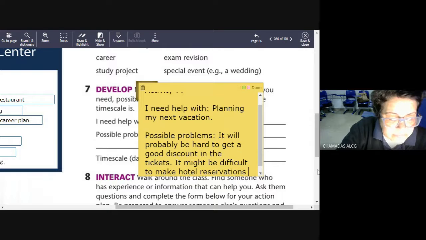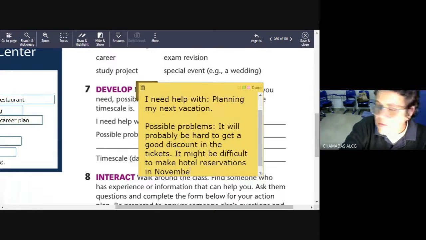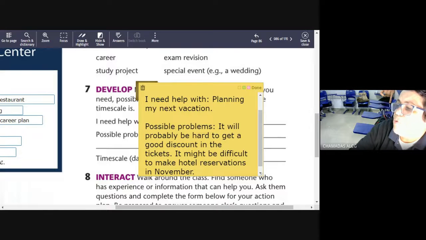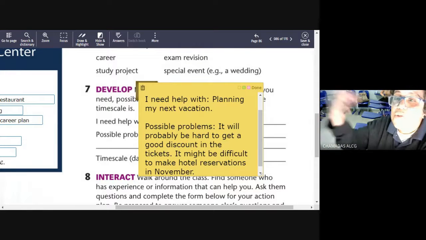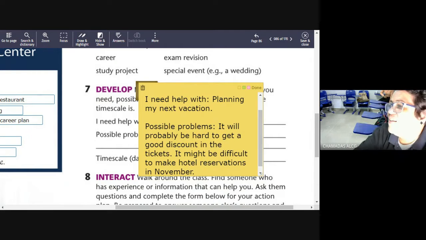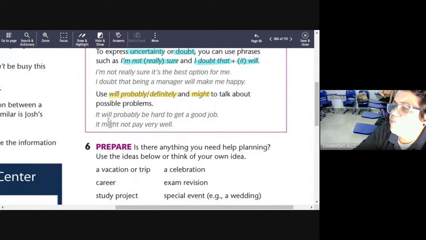Suppose we decide to make reservations in November. So that will be really difficult. Okay. So I put here: it will probably be hard to get a good discount in the tickets, and it might be difficult to make hotel reservations in November. If we want to travel in December, we need to make reservations now or before. Okay, guys. So here we used this one.